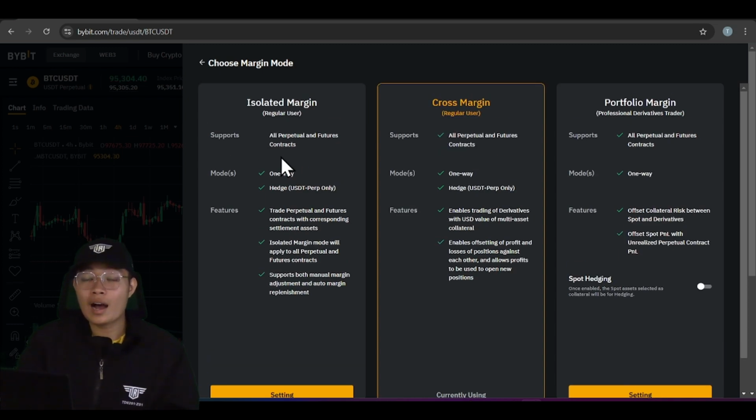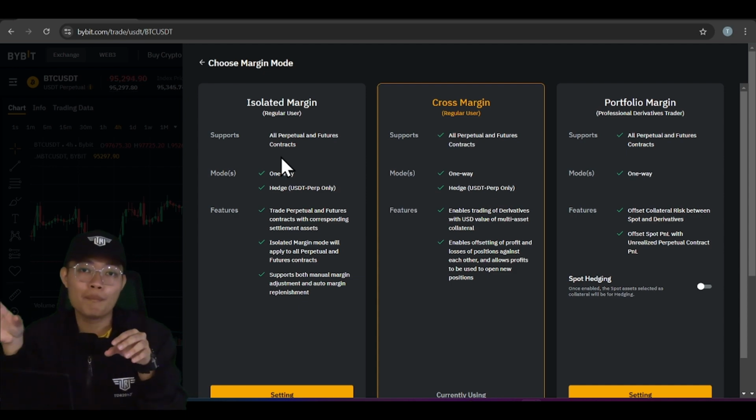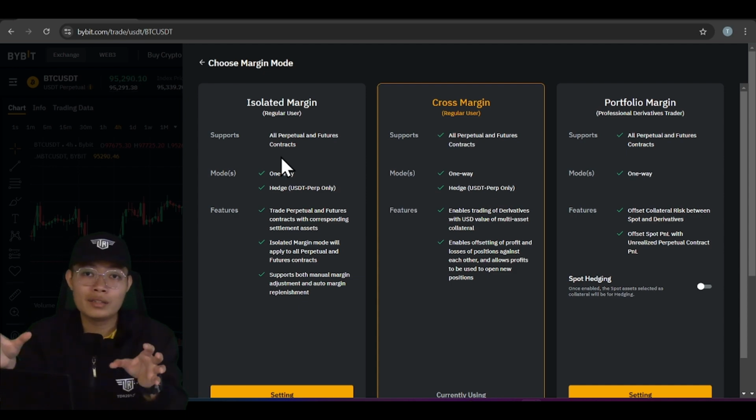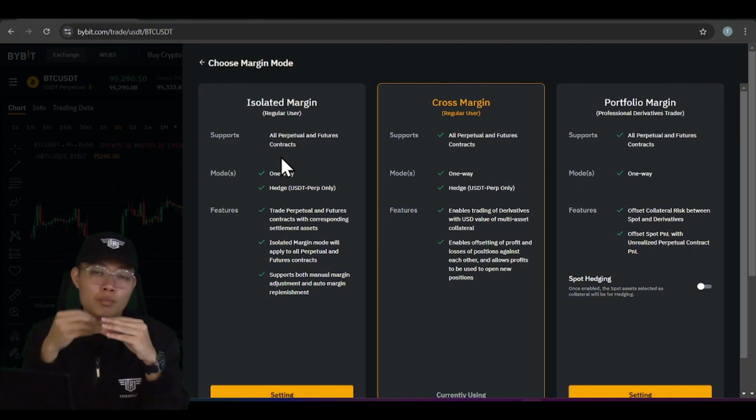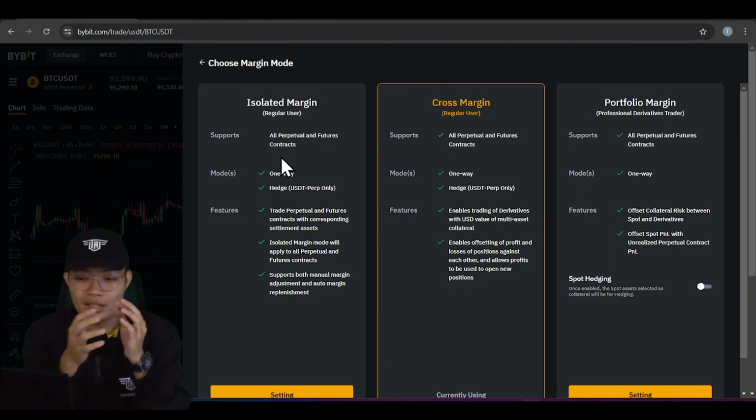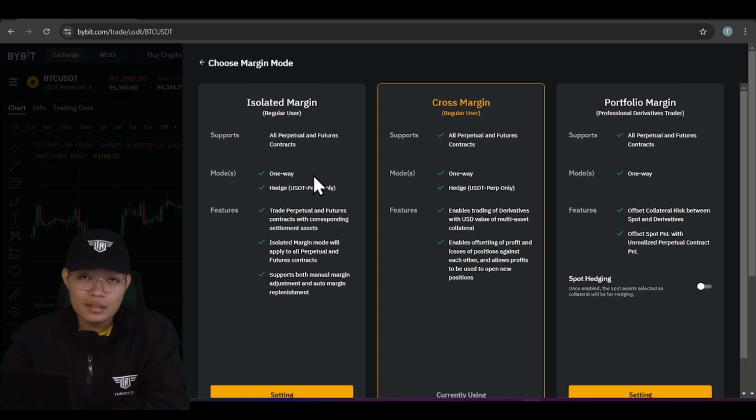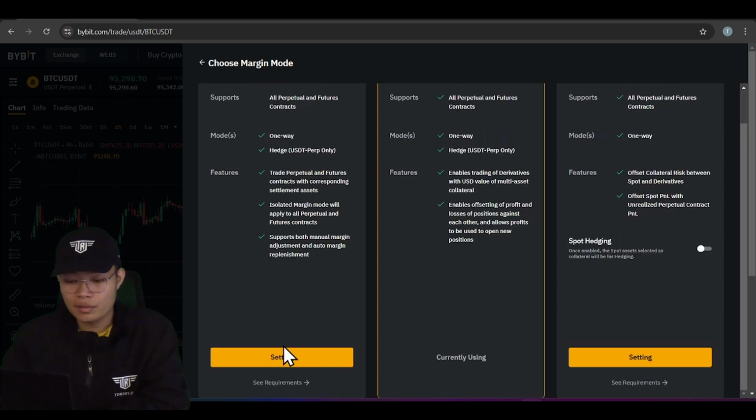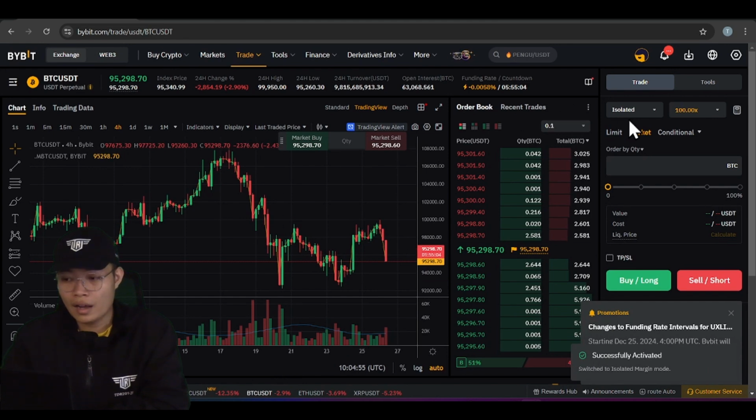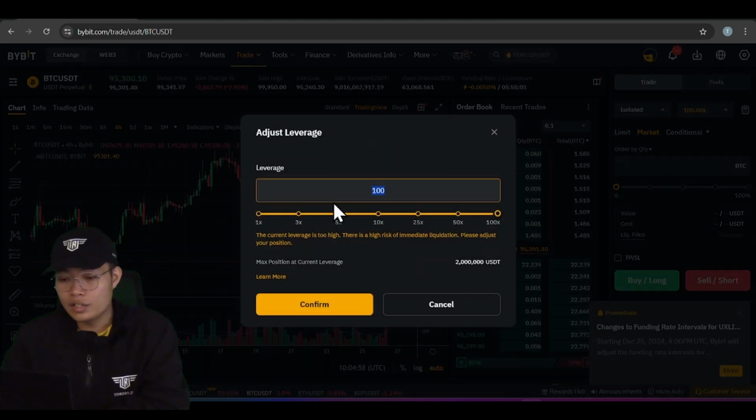The second is called isolated margin, where only the funds you allocate for specific positions are at risk. The margin for each trade is independent of your total account balance. It means that the margin you put in your trade is not related to your wallet balance. So once it gets liquidated, it only liquidates the margin that you put in that specific trade. This is the key difference between isolated and cross margin. For beginners, I recommend you use isolated. You can just click settings, isolated, and then you can click your leverage.